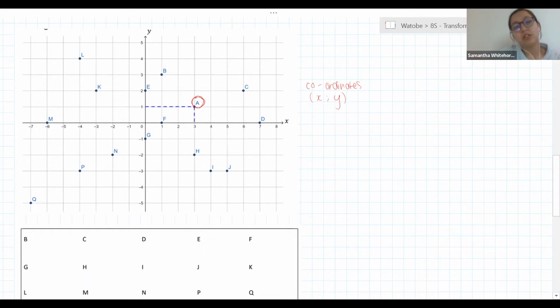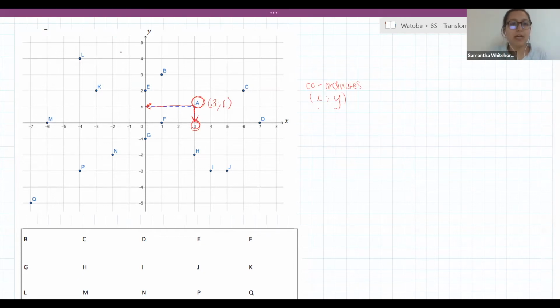Point A is this point over here. If I go along to where I can read off the value on my x-axis, I can see it is at x equals 3. So my x coordinate is 3. If I then read off my y-axis, I can see that's at positive 1. So my coordinate for A is at 3, 1. X first, and then y. So we always read along the horizontal axis first, and then the vertical axis.